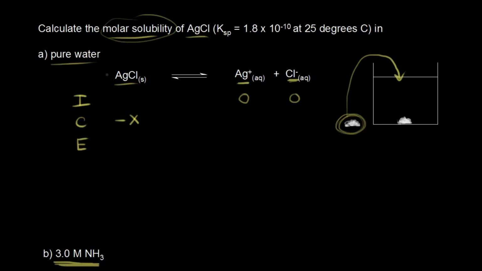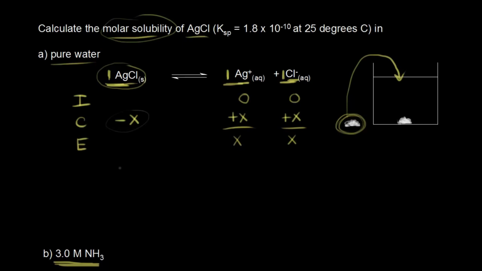If we look at our mole ratios, for every 1 mole of silver chloride that dissolves, we get 1 mole of silver +1 cations in solution. So for losing X over here, we're gaining X for the concentration of silver cations in solution. And since our mole ratios are still 1:1, if we dissolve 1 mole of silver chloride, we gain 1 mole of chloride anions. So over here we get a +X. So at equilibrium, our concentration of silver cations is X, and our concentration of chloride anions is X.